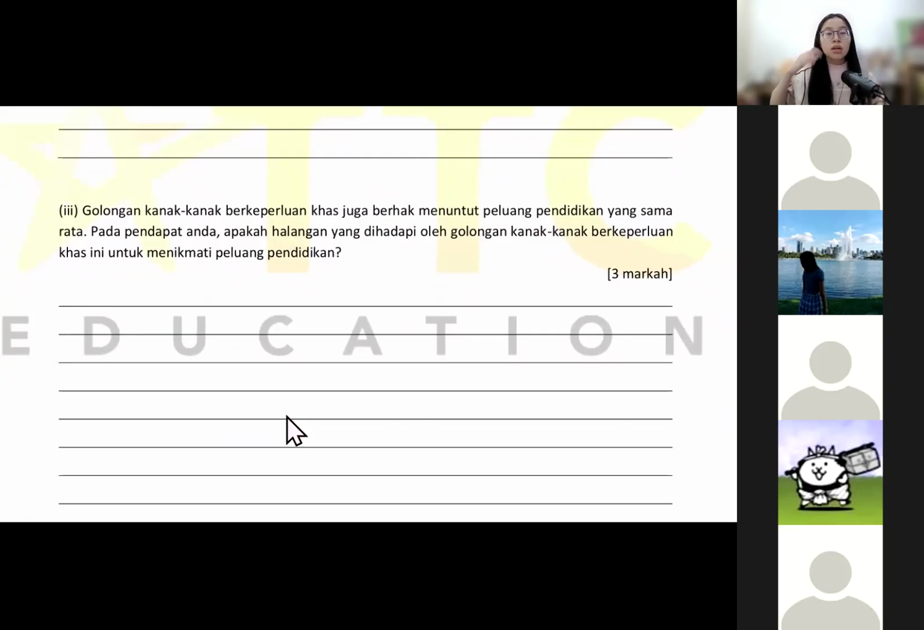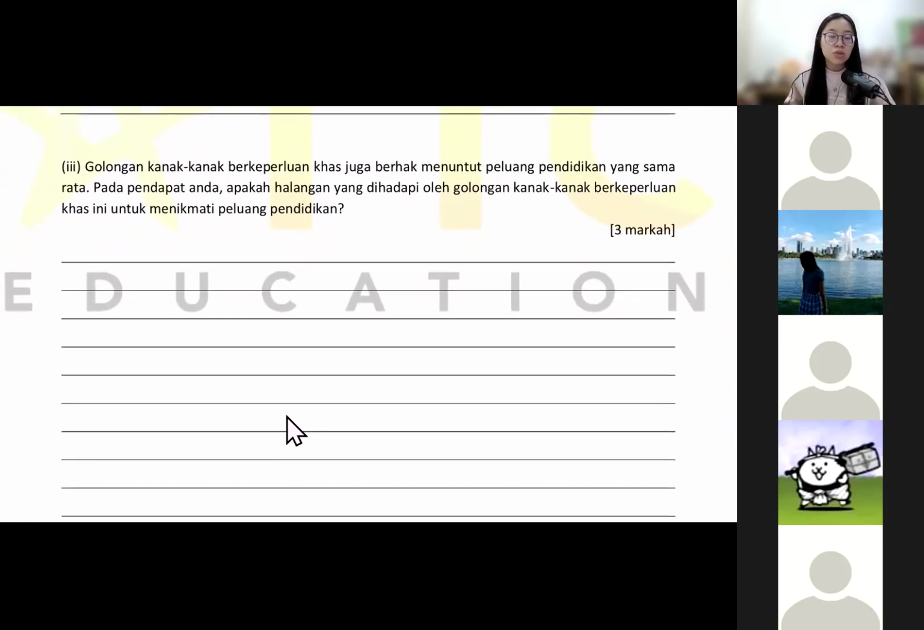Now, number three, golongan kanak-kanak berkeperluan khas, which is those like special needed kids, the students, juga berhak menuntut peluang pendidikan. Also, they have the chance to obtain the education yang sama rata, that same level with all of us lah. Pada pendapat anda, apakah halangan yang dihadapi oleh golongan kanak-kanak berkeperluan khas ini untuk menikmati peluang pendidikan? What is the obstacle? To enjoy the education chance.